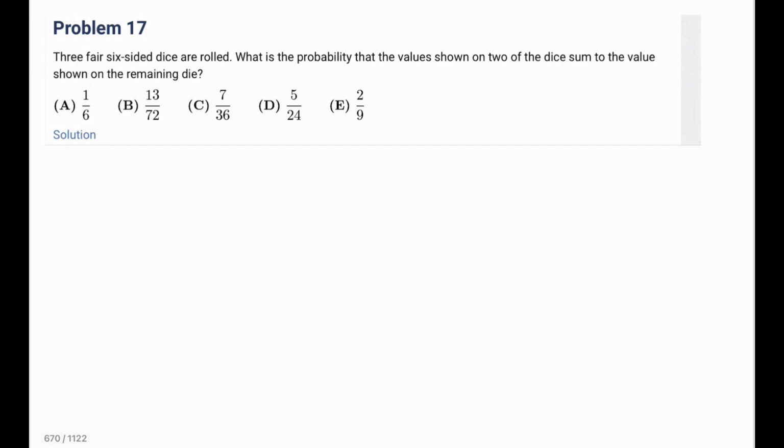Number 17. 3 fair 6-sided dice are rolled. What is the probability that the values shown on 2 of the dice sum to the value shown on the remaining die? Okay, so we have 3 fair dice drawn like this. And the values on two of the dice have to sum to the value on the remaining die. Like this would be 1, this would be 2, then this one should be 3. So this plus this equals this.